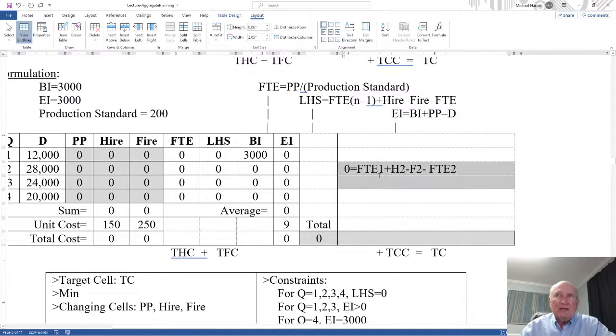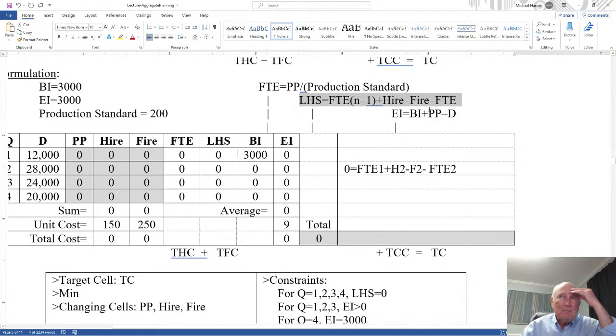So this right here connects my FTE in quarter 1 and quarter 2. This is going to be the equation in that cell right there, where the left-hand side will be constrained to be 0. And if I make that 0, that means quarter 1 and quarter 2 are connected. I'll do the same thing between 2 and 3, between 3 and 4, and between 4 and 1. So this left-hand side really represents my equilibrium equations and conservation of labor.